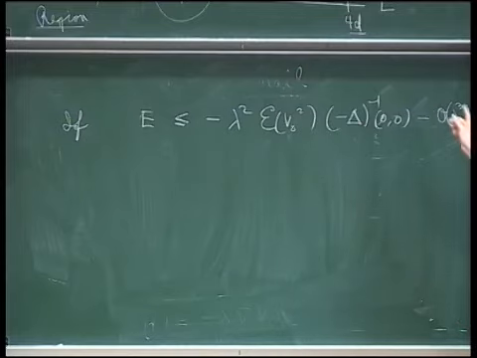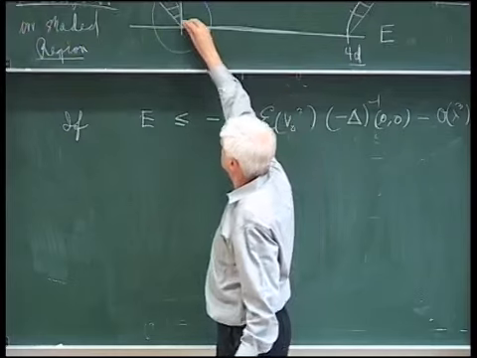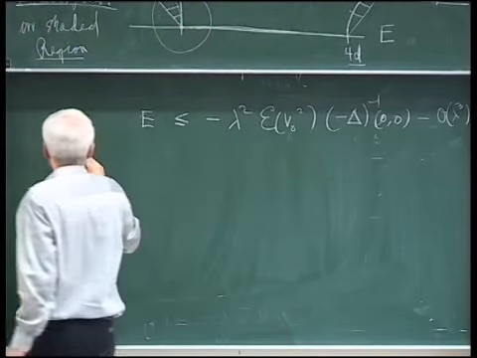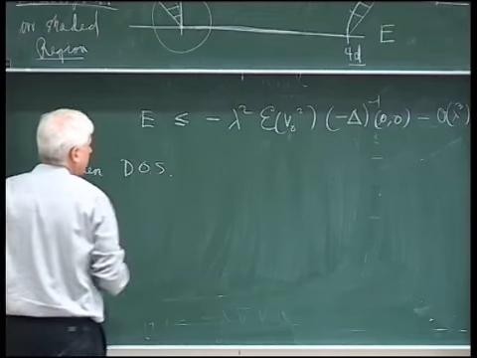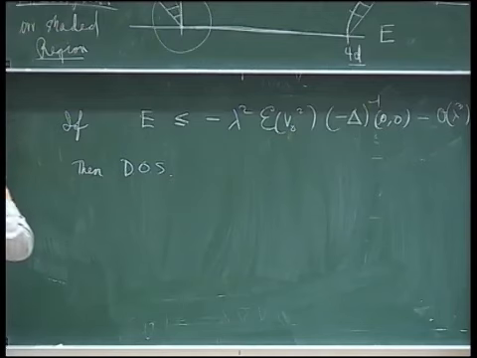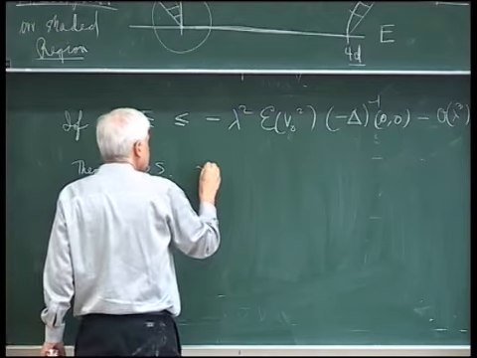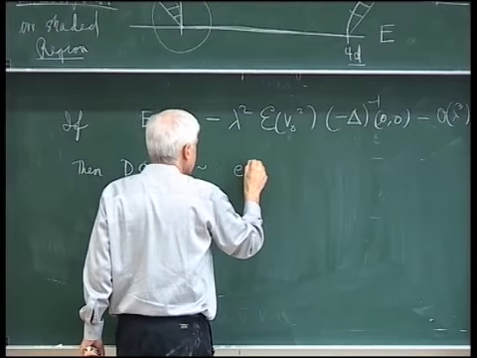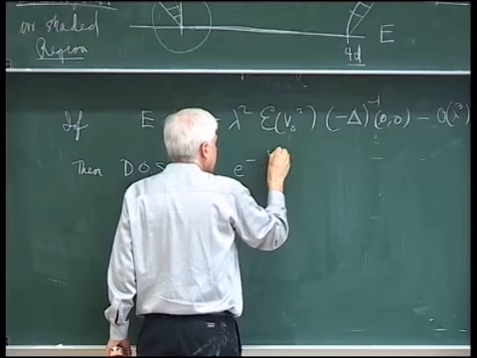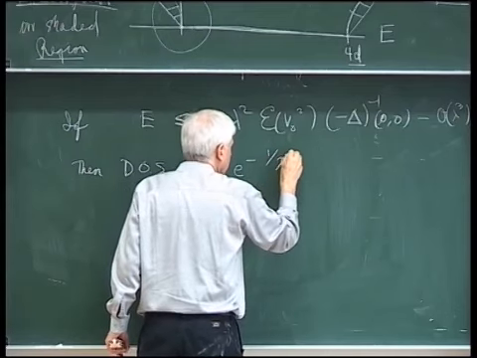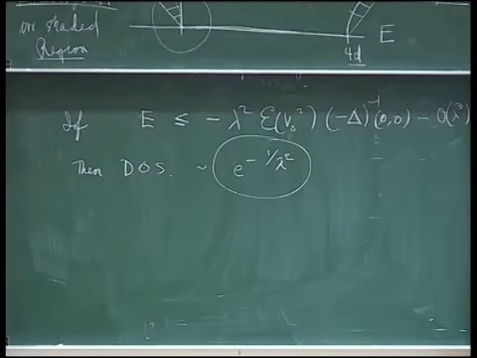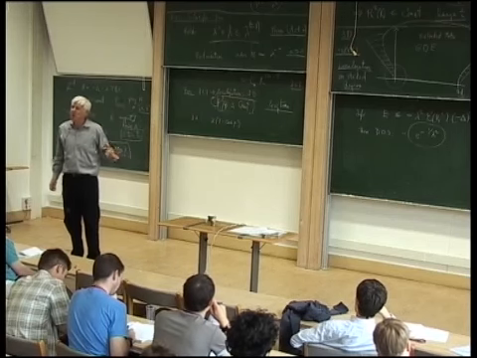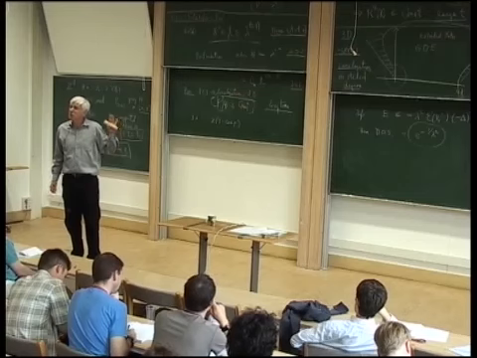Suppose my energy is basically over here. Then the density of states, this is done by perturbation theory, is exponentially small. So it's really ridiculously small. It's something like this. You don't really have eigenstates down there. You do have them. I mean, there is spectrum down there. There are eigenstates down there, but they're extremely rare.